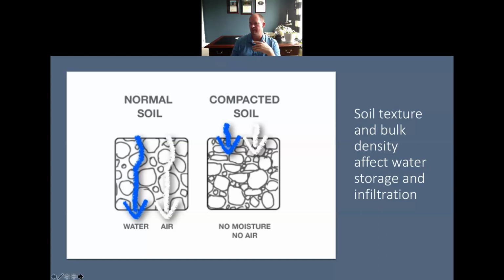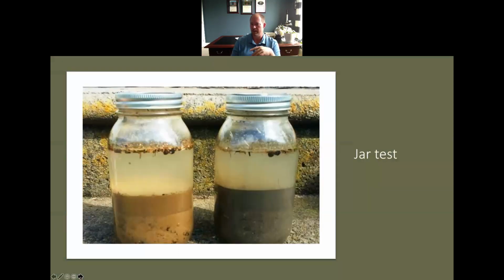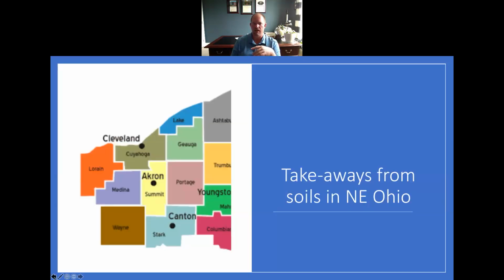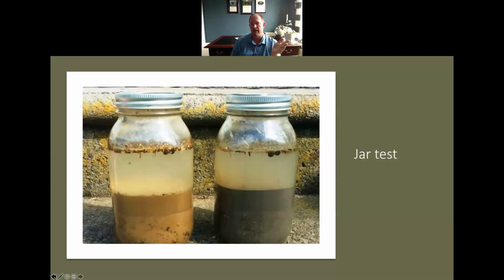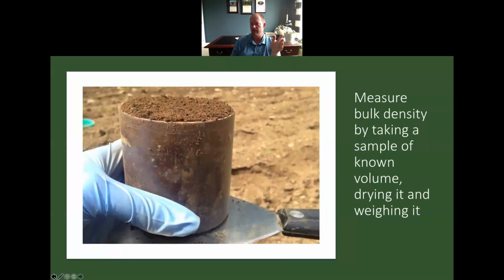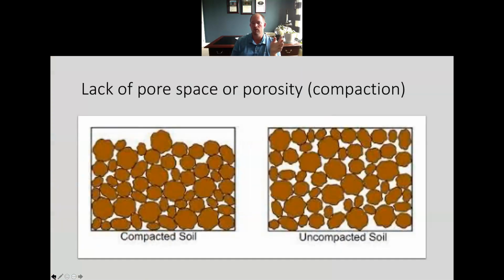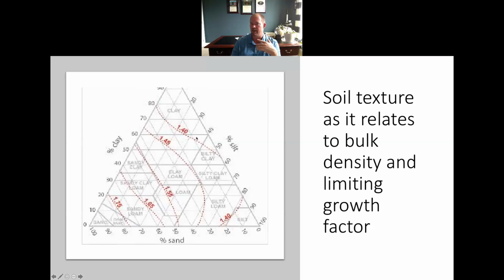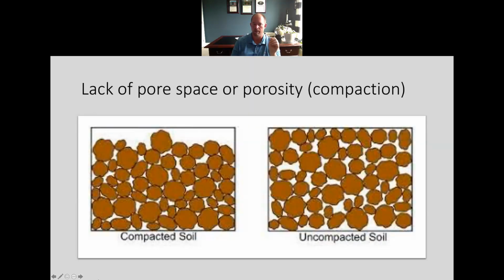Soil texture and bulk density, again, are going to affect water storage and infiltration. One of the ways, and we did this earlier on, that we can check for soil texture is with a jar test. That's a pretty good way of determining it. Then if we need to, we can take a bulk density reading of that soil. If we use the soil texture analysis and then figure out the bulk density, we can look at the limiting growth factor based on your soil type pyramid, and use it to determine whether or not that soil is too compacted, or if it's adequate for growing plants.